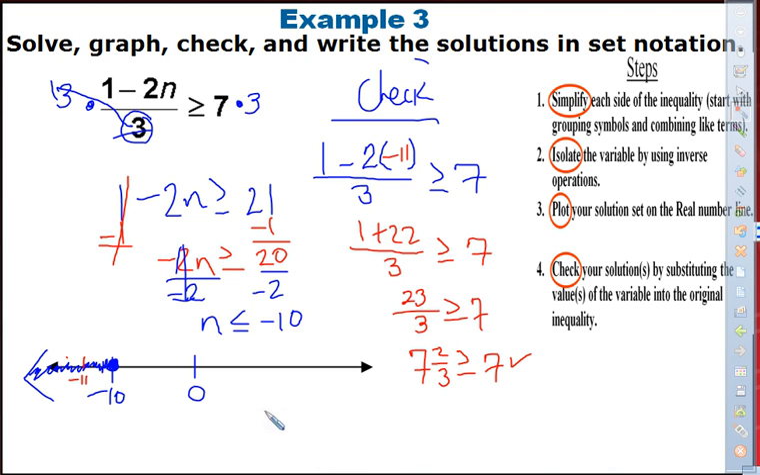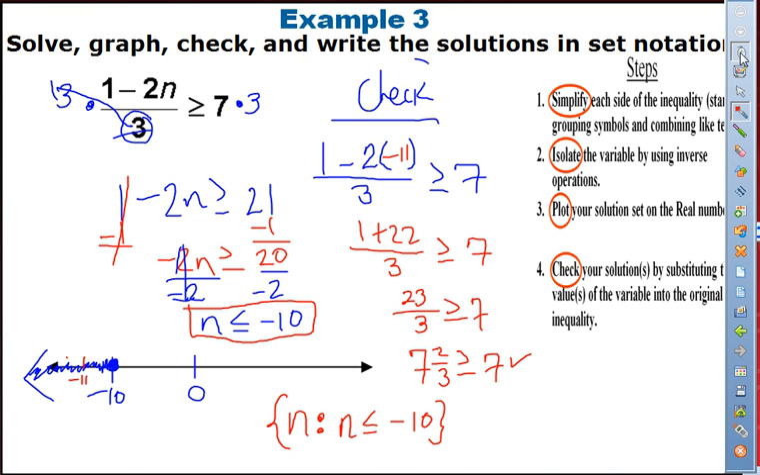Now we do the solution. Our set notation says, the set of all n such that n is less than or equal to negative 10, which is the inequality that came out at the end. So far, so good? Okay, let's continue.